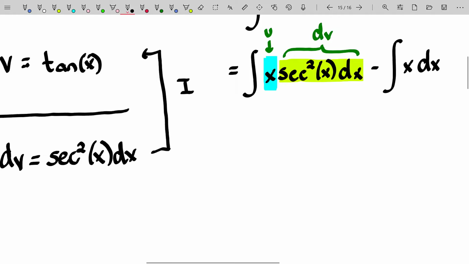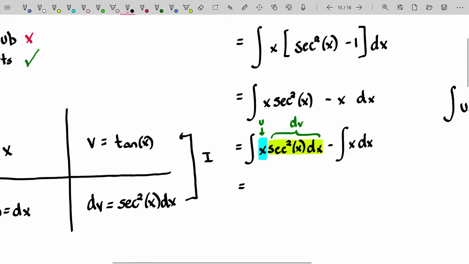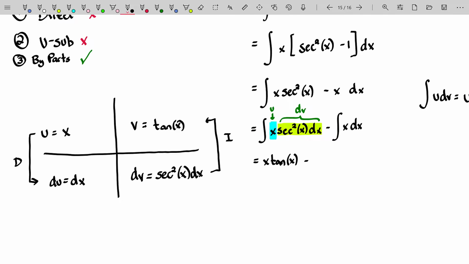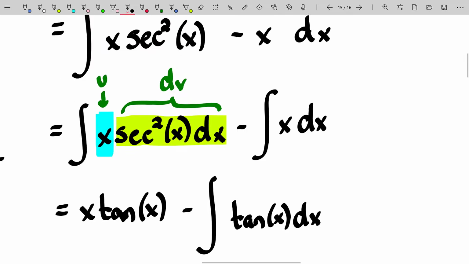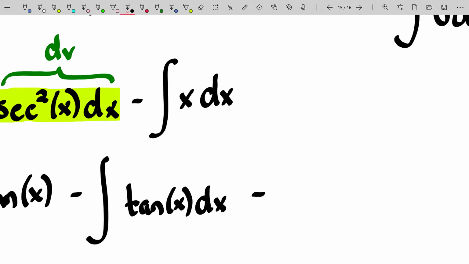All right, so going back to our integral over here, we know that this integral is going to be u times v, which is x tangent of x, minus the integral v du. That's tangent of x dx. And of course, we have this minus integral of x dx on the back end. We know that's minus x squared over 2.